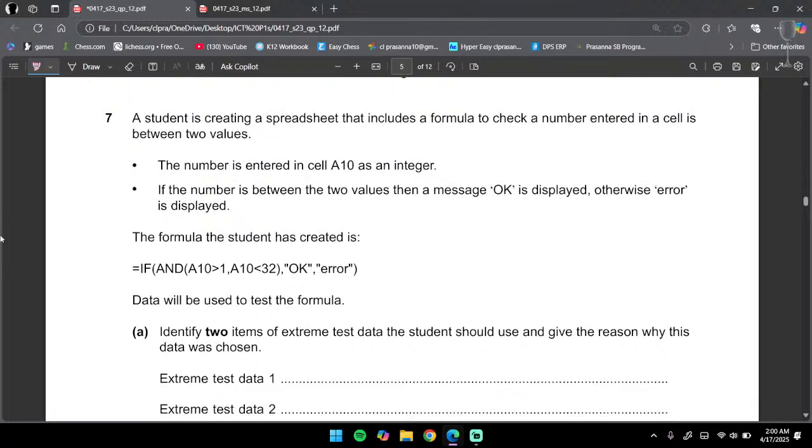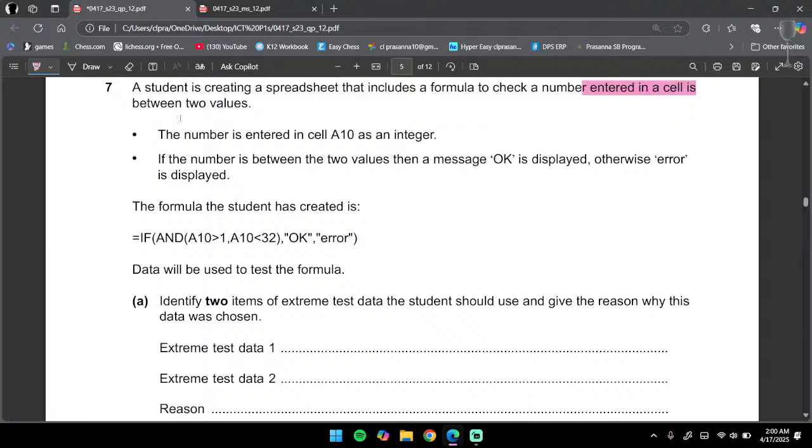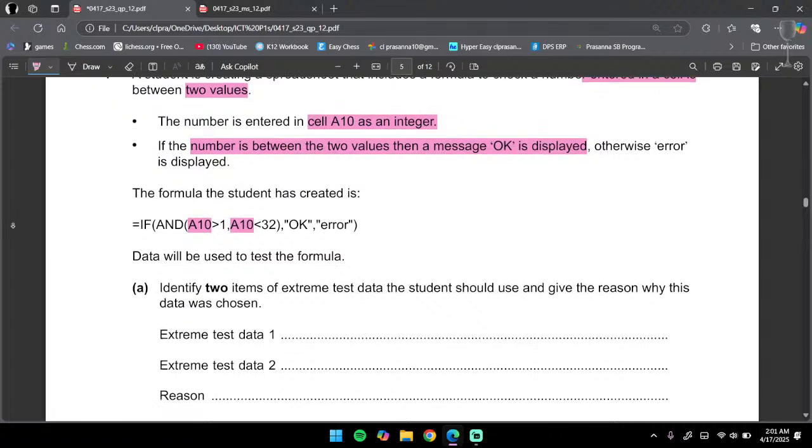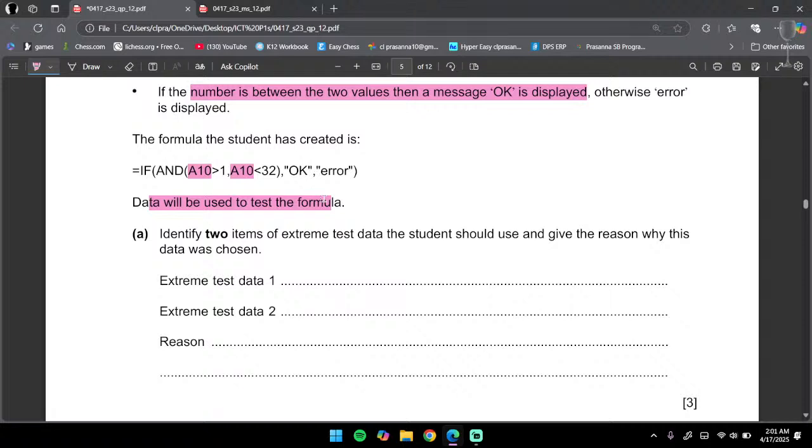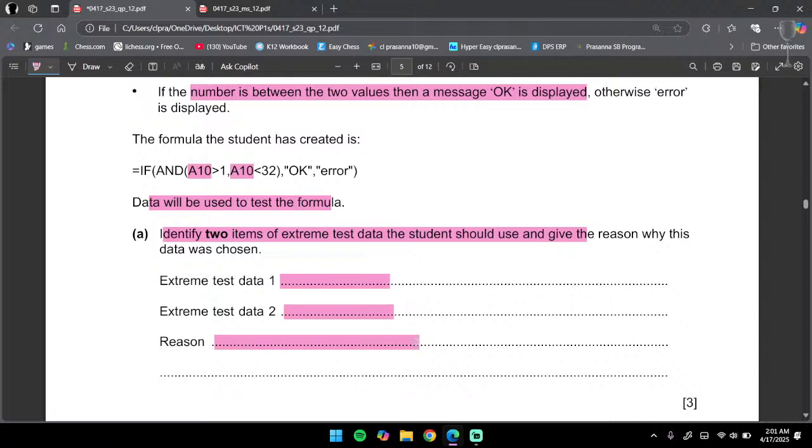A student is creating a spreadsheet that includes a formula to check a number between two values. The number is entered in cell A10 as an integer. If the number is between the two values, then a message OK is displayed. Otherwise, error is displayed. Data will be used to test the formula. Identify two items of extreme data the student should use and give the reason why. It should be above 1 and it should be less than 32. So I would have chosen 2 and 31. The reason is to test the limits and to check whether they are accepted or not.